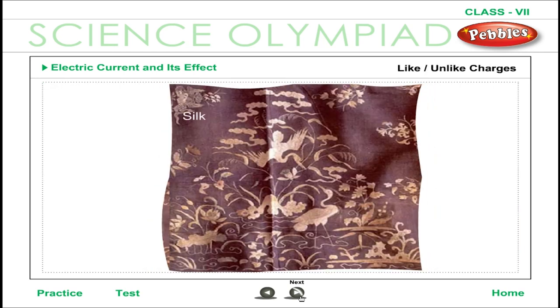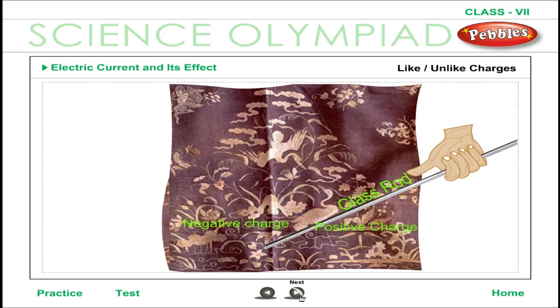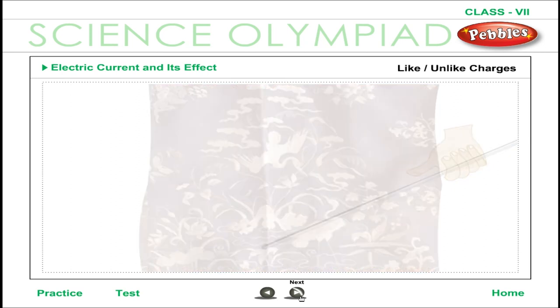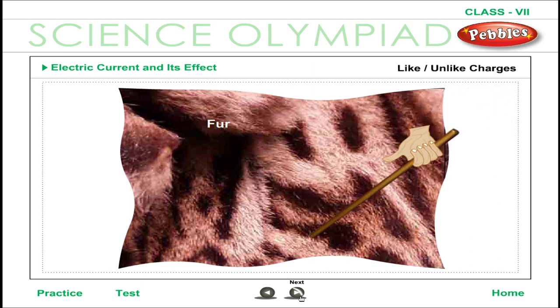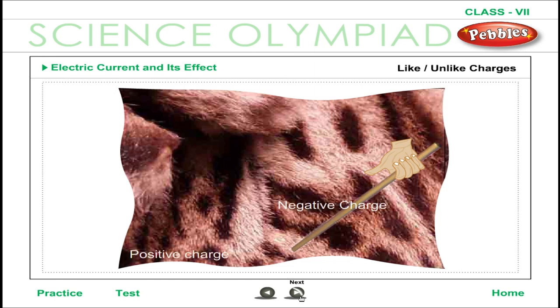Like and unlike charges. When glass is rubbed with silk, electrons are knocked out of glass. These electrons attach themselves to silk, leaving it with a net negative charge. The glass has fewer electrons now and so is positively charged. When ebonite is rubbed with fur, electrons detach themselves from fur and attach themselves to ebonite, leaving the ebonite with a net negative charge. Fur has lost some electrons and so it is positively charged.